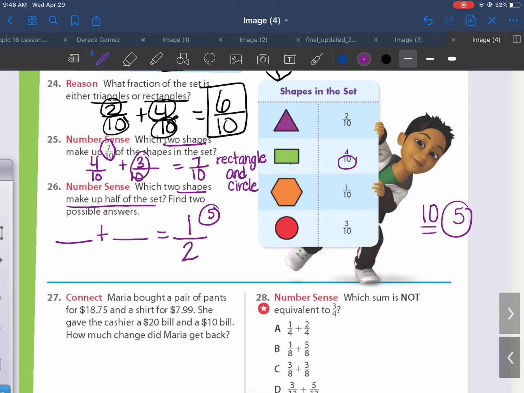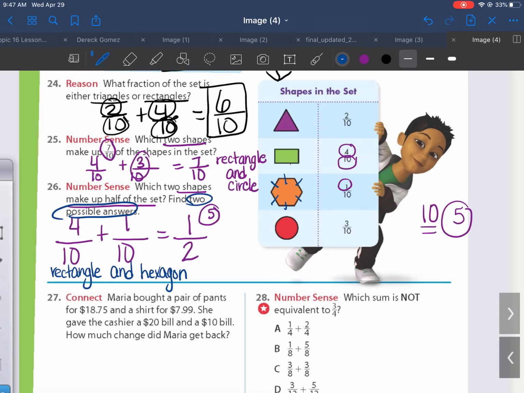So I'm looking for two shapes that would give me 1/2. In other words, 5. What two numbers would give me 5? 4 plus 1. So I could say 4/10 plus 1/10. The 4/10 is a rectangle. And the 1/10 is going to be 1, 2, 3, 4, 5, 6. It has 6 sides, so it'll be the hexagon.